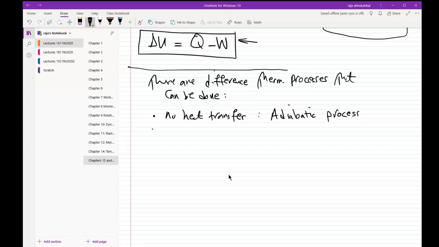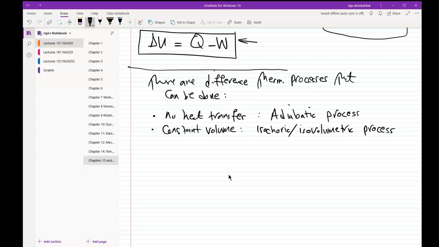Another one is we can add heat or subtract heat from the system without changing its volume. So no change in volume, or let's just say constant volume. And that's called an isovolumetric process or isochoric process.